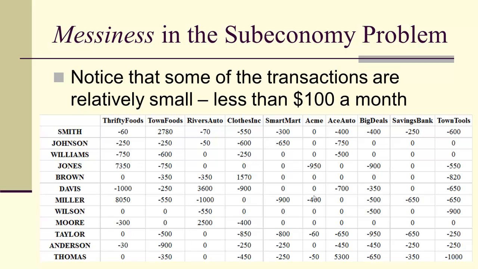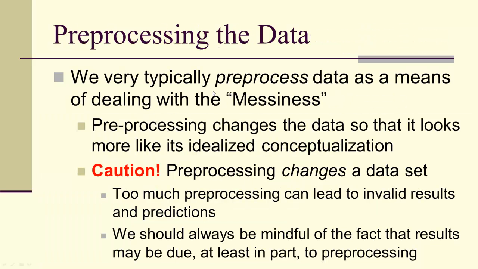If you look at the data, you'll see that some of the transactions are relatively small, less than $100 a month. So, Mr. Smith may stop a couple of days a week and get a gallon of milk or a loaf of bread. So these things are small relative to what's going on, and so that means we want to pre-process the data. So pre-processing helps deal with messiness, but there's a huge caution. When you pre-process a data set, you actually change the data set. And you can actually get predictions based on how you pre-process rather than what the data actually says.